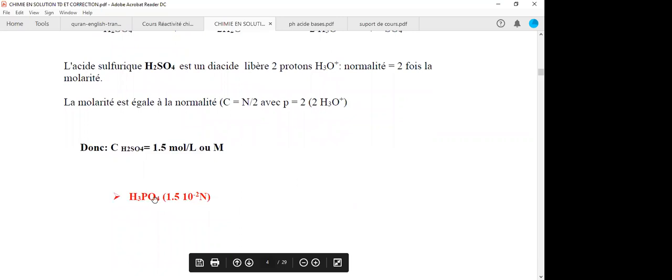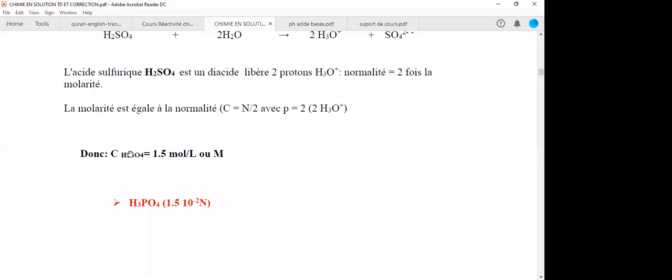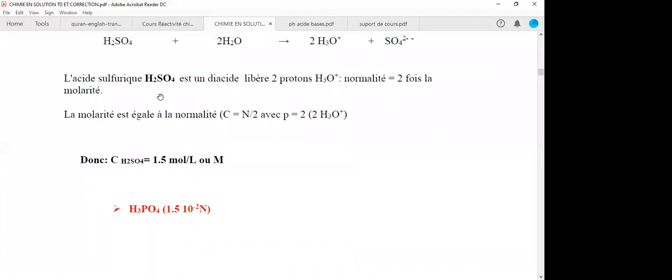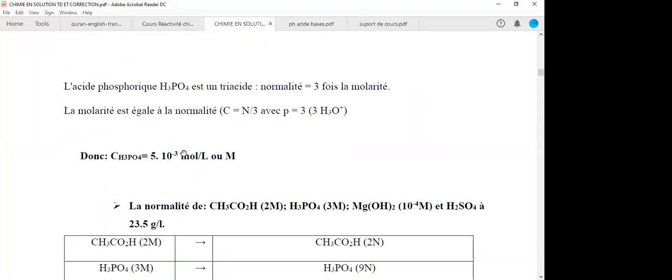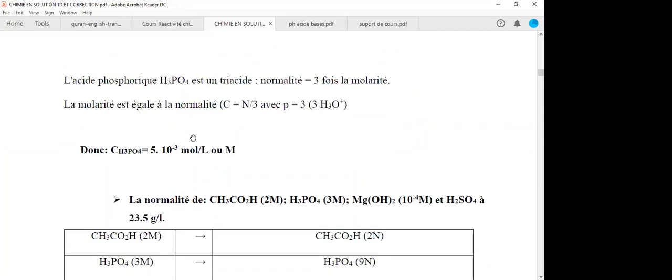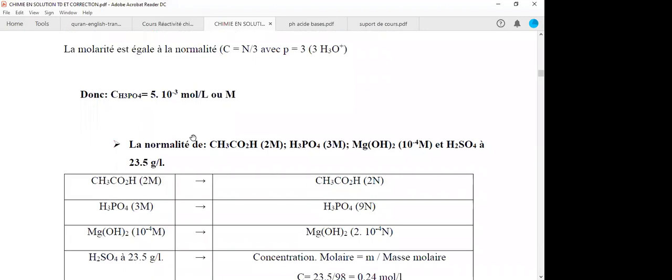So this one gives out 3. It is the same procedure. You just have to look at the nature of the acid. The previous one gave out 2. This phosphoric acid will give 3. These are simple calculations. You just have to know the formula and what has been given out.